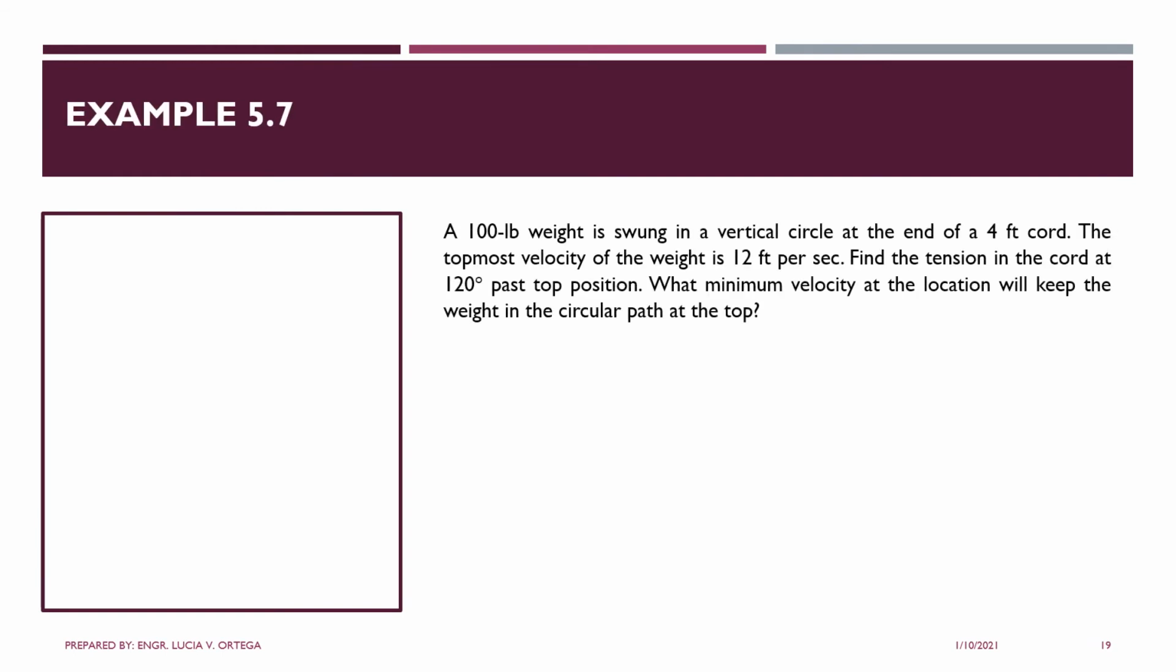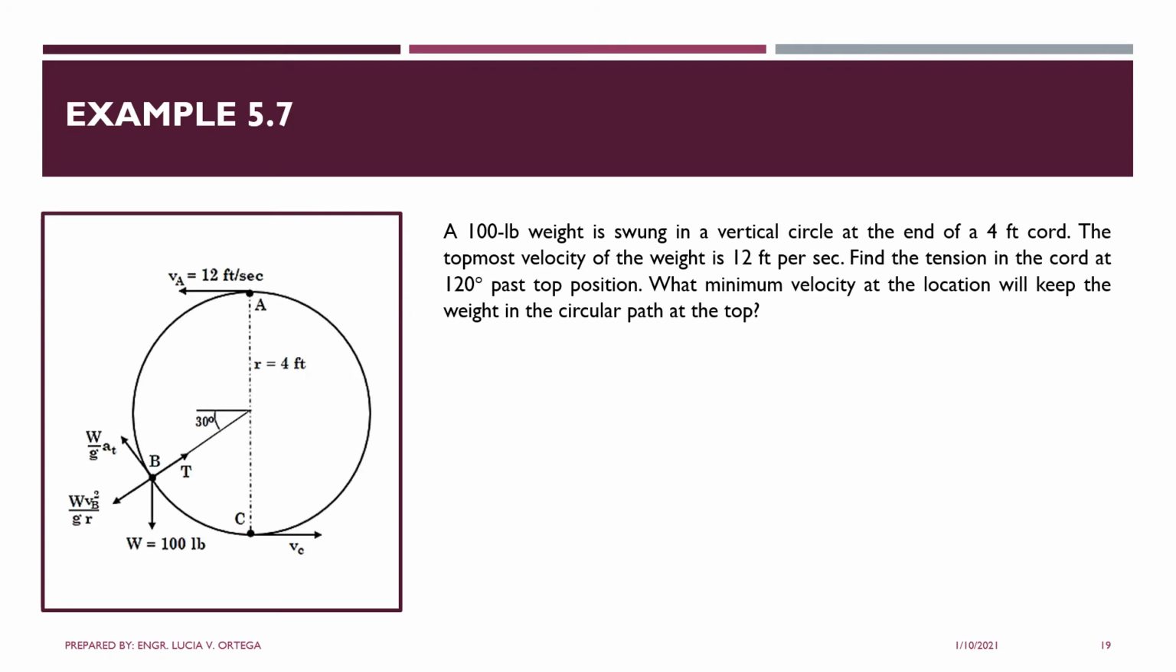Next, a 100-pound weight is swung in a vertical circle at the end of a 4-feet cord. The topmost velocity of the weight is 12 feet per second. Find the tension in the cord at 120 degrees past top position. And what minimum velocity at the location will keep the weight in the circular path at the top.